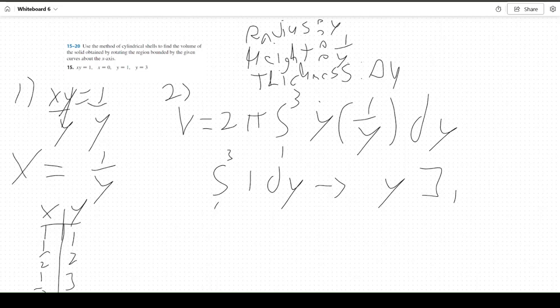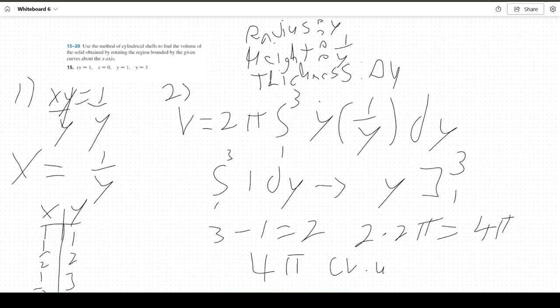Now we have to put in our values. So 3 minus 1 would be equal to 2. And remember, we have to put our 2 pi because we still have 2 pi left to use, and that would be equal to 4 pi. So our final answer would be 4 pi cubic units. And that's the final answer.